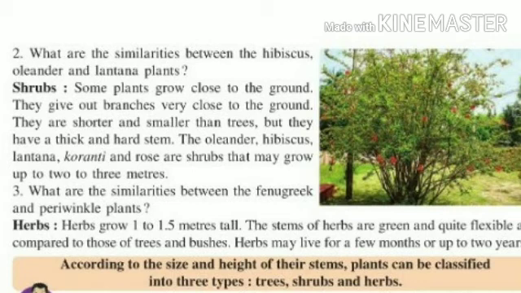The oleander, hibiscus, lantana, coranthi and rose are shrubs that may grow up to 2 to 3 meters. The next question: what are the similarities between the fenugreek and periwinkle plants? Fenugreek and periwinkle are small herbs.